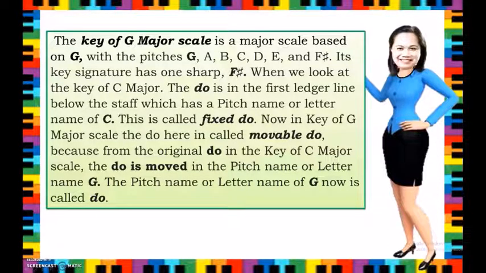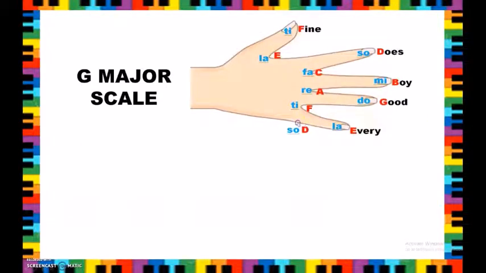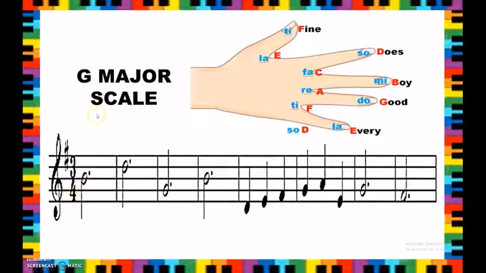Now, let's read these notes. Okay? It has one sharp, so it is G major scale. So, this is now the solfa syllables of the G major scale. So, G is do, then A is re, B is mi, C is fa, then D is so, E is la, F is T, and E is la, and then D is so.